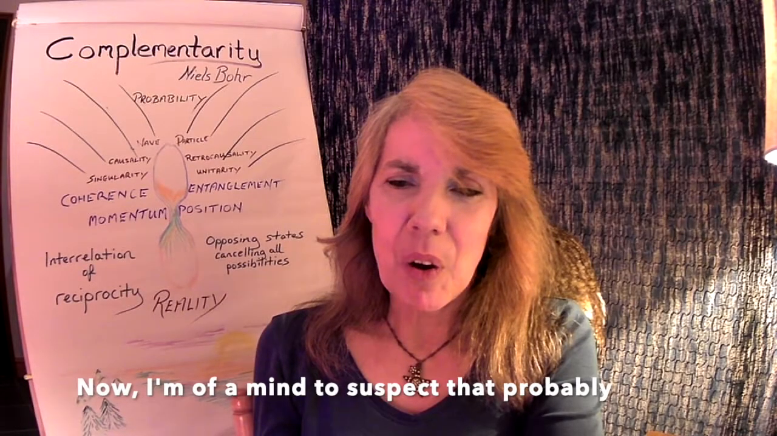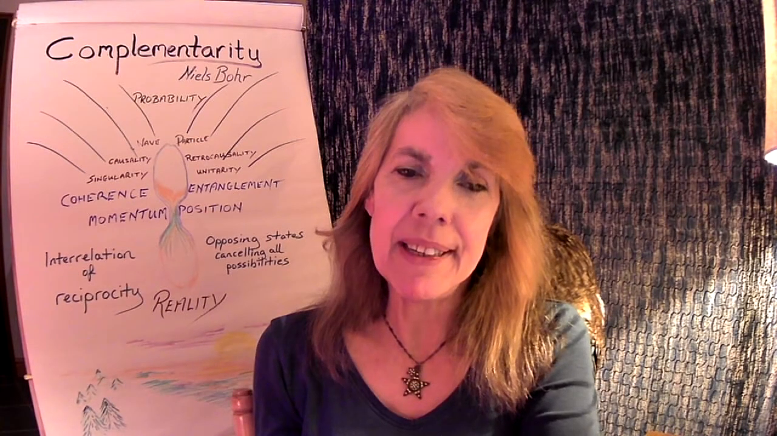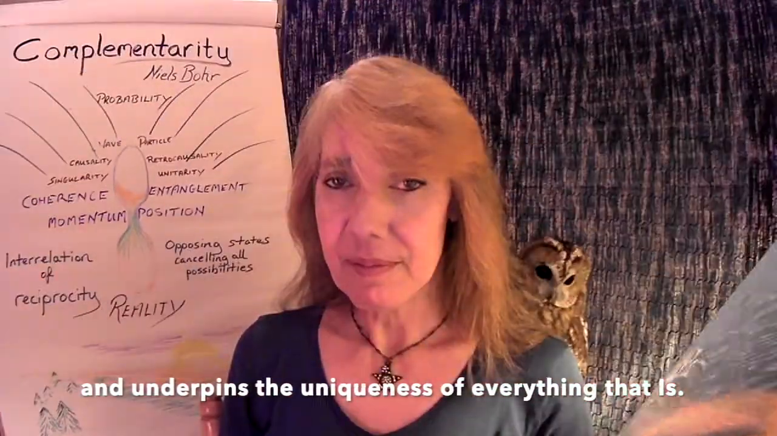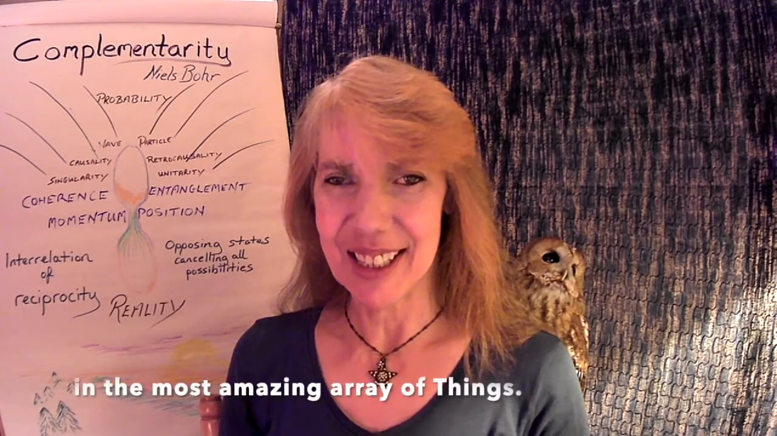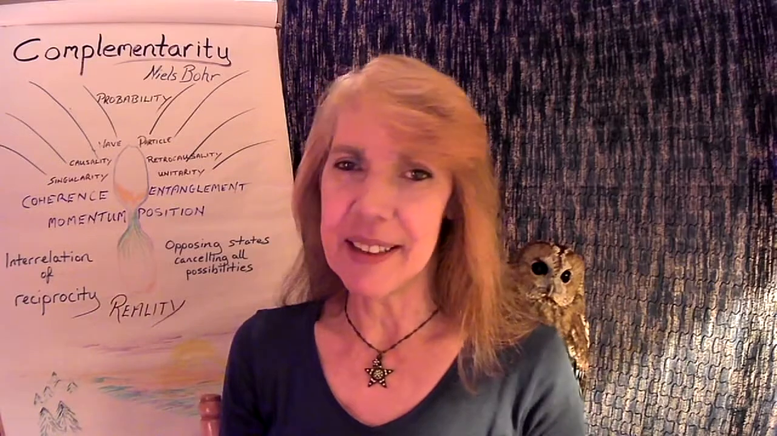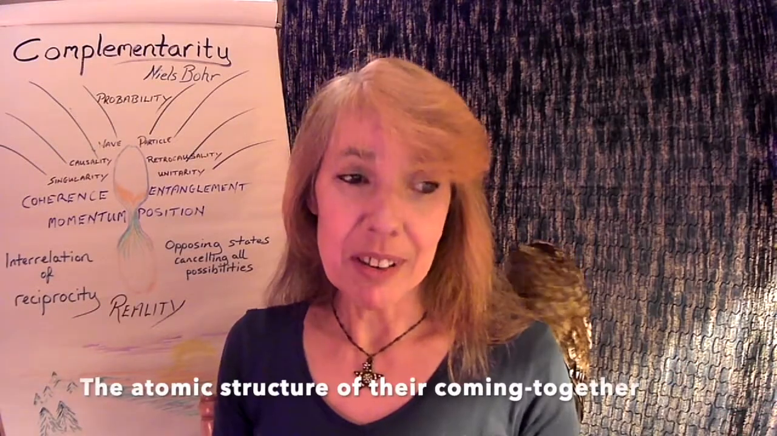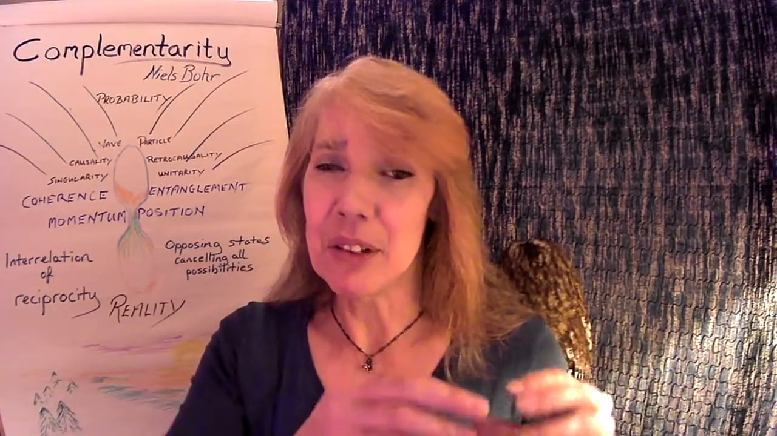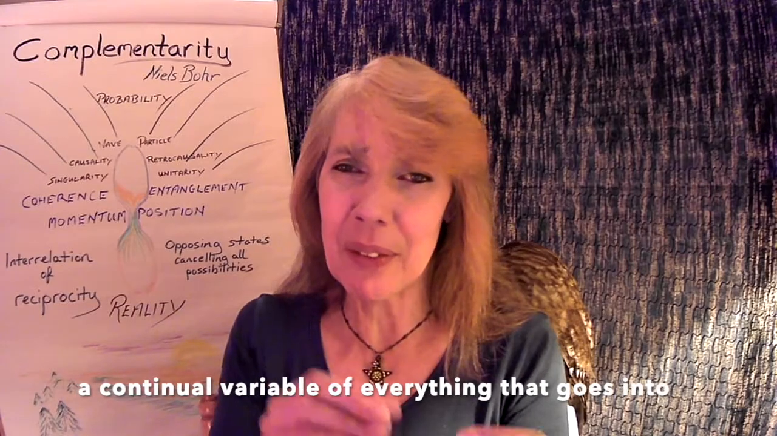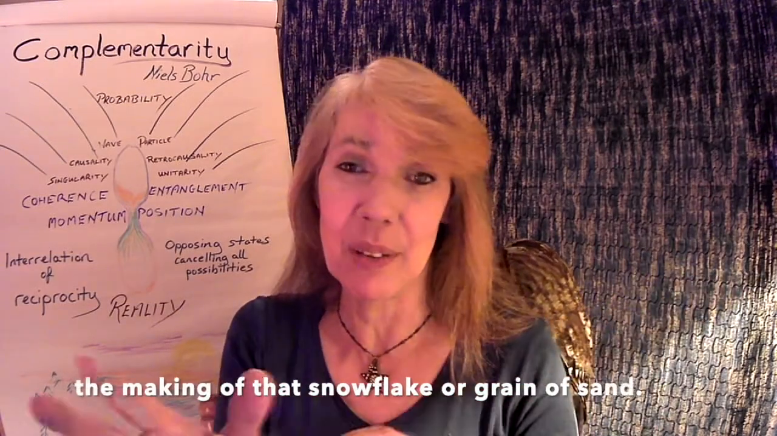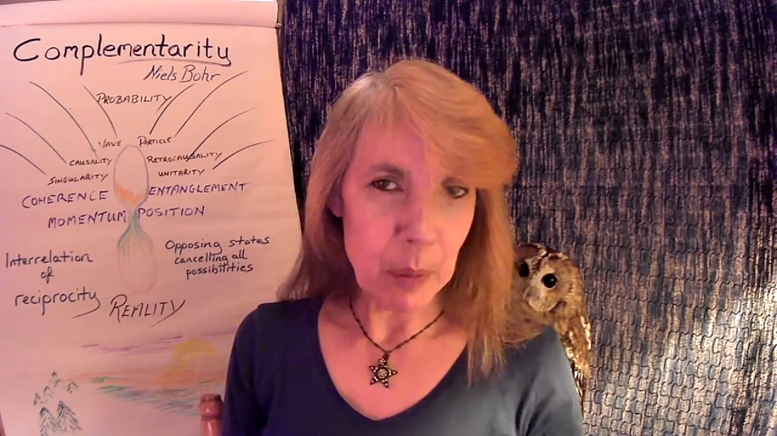Now, I'm of a mind to suspect that the uncertainty principle actually goes an awful lot deeper than that, and that it underpins the uniqueness of everything that is. We know from our experience that uniqueness exists in the most amazing array of things, such as snowflakes and grains of sand, because the atomic structure of them coming together and creating what they are essentially is a continual variable as to all the permutations of everything that goes into making up that snowflake or that grain of sand. Equally, we identify with uniqueness in our own right as human beings.